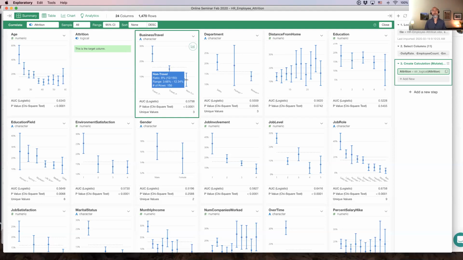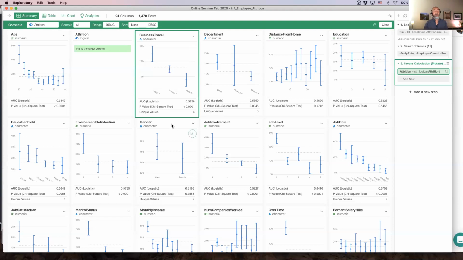So they tend not to leave, but if you travel a lot on business travel, you tend to leave the company, right? So you can see this is a relationship, a strong relationship in a way, between attrition and business travel. If you know the business travel status of an employee, you can see this person tends to have a higher possibility of leaving the company or less possibility of leaving the company.